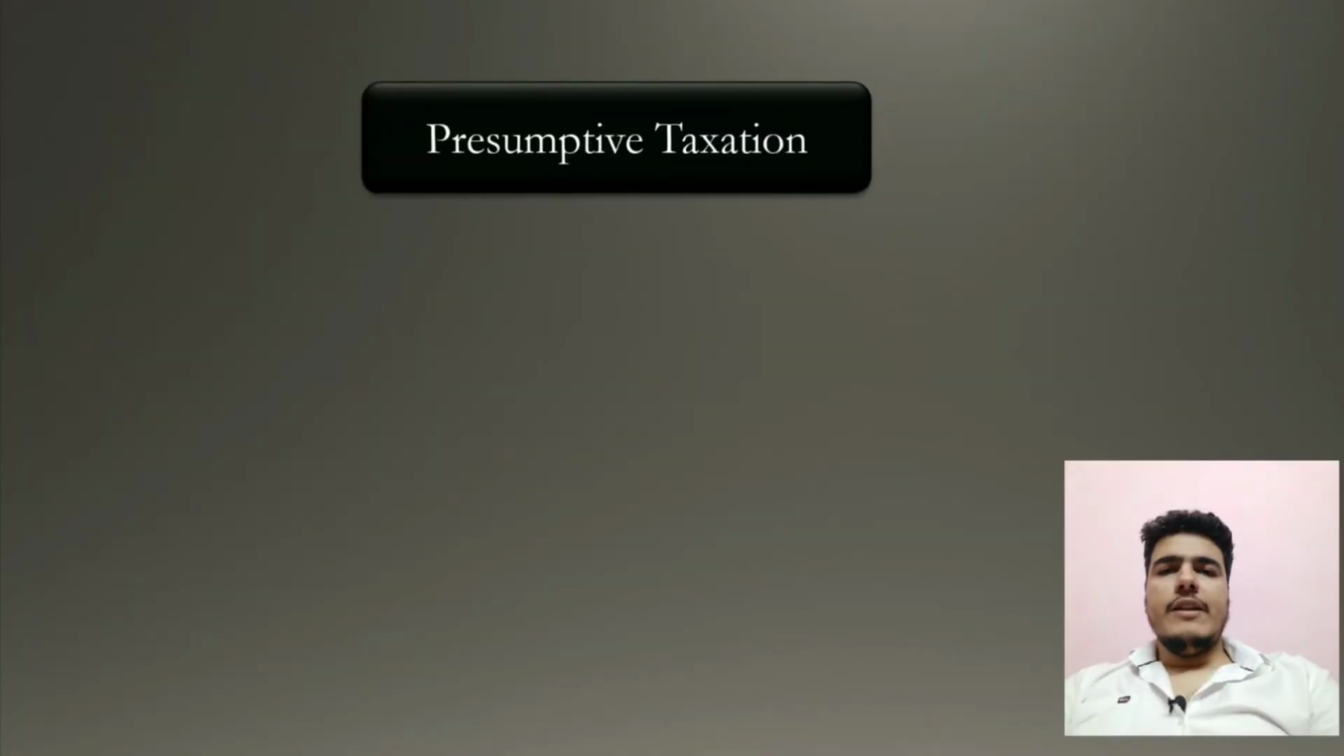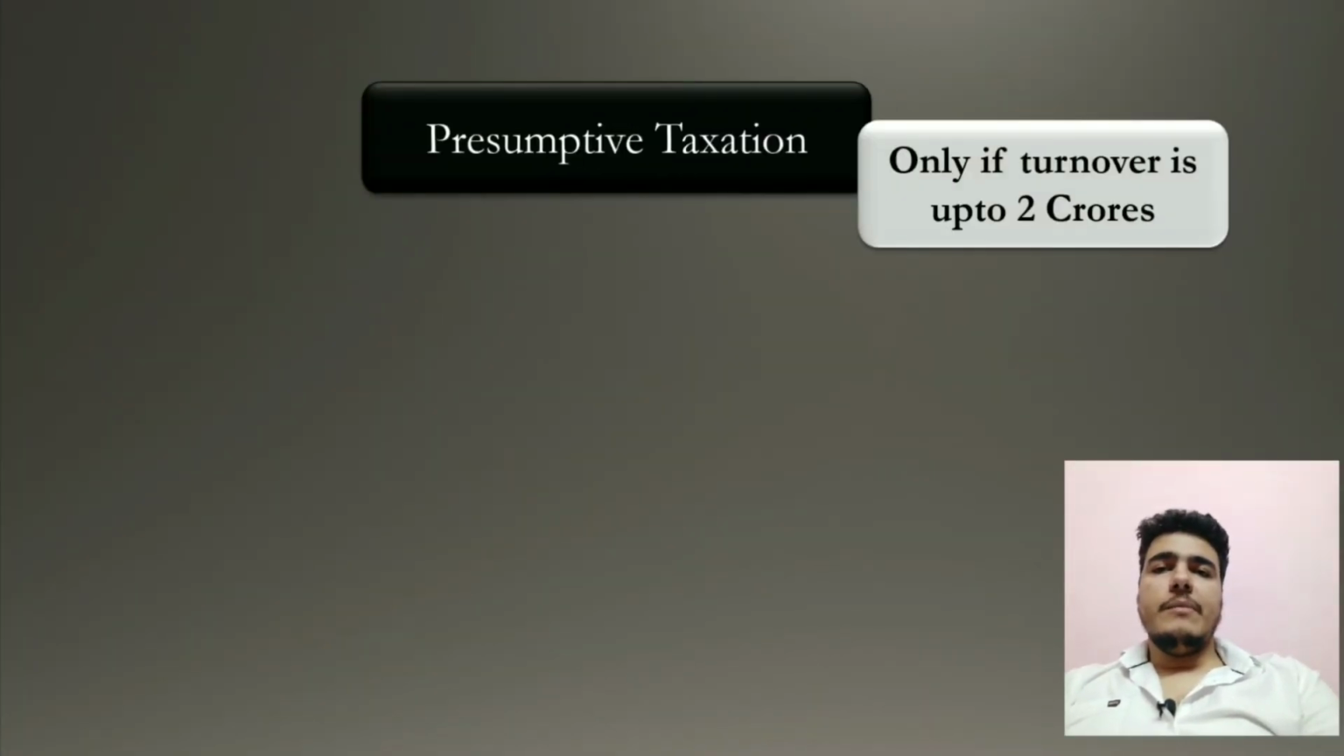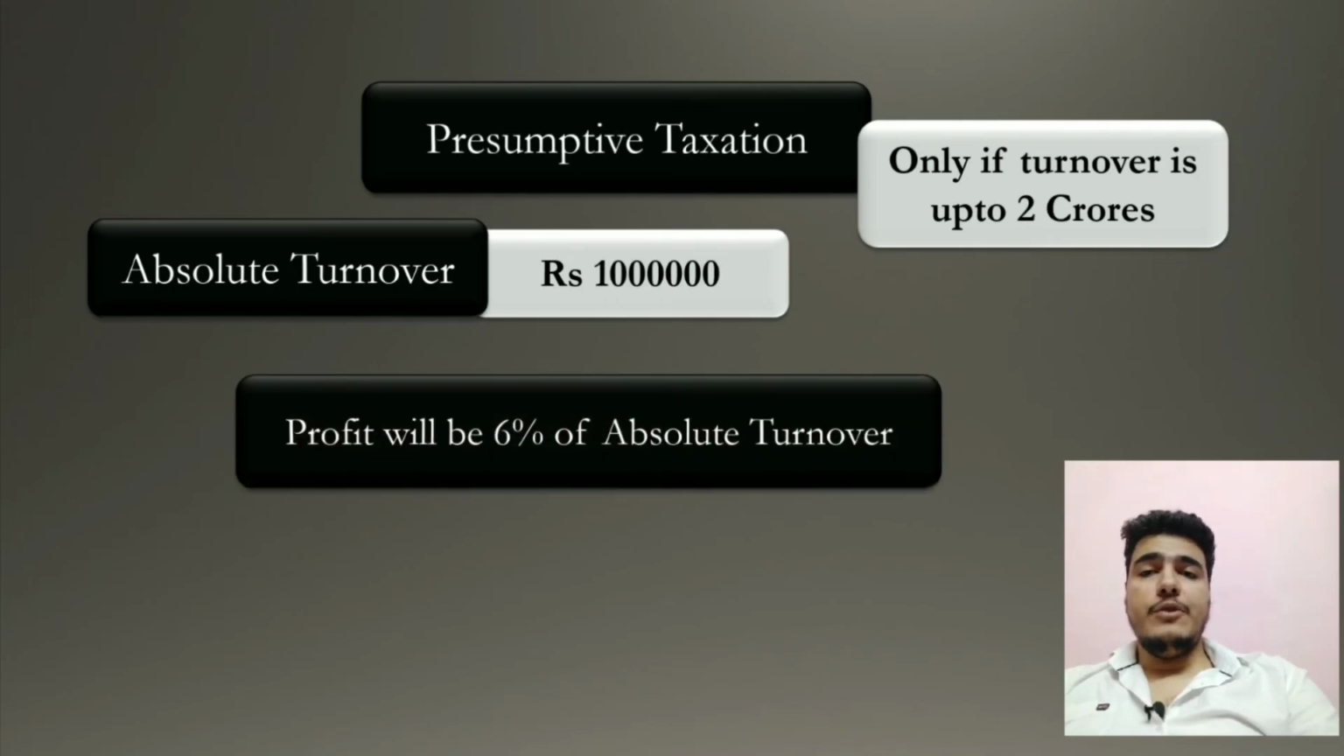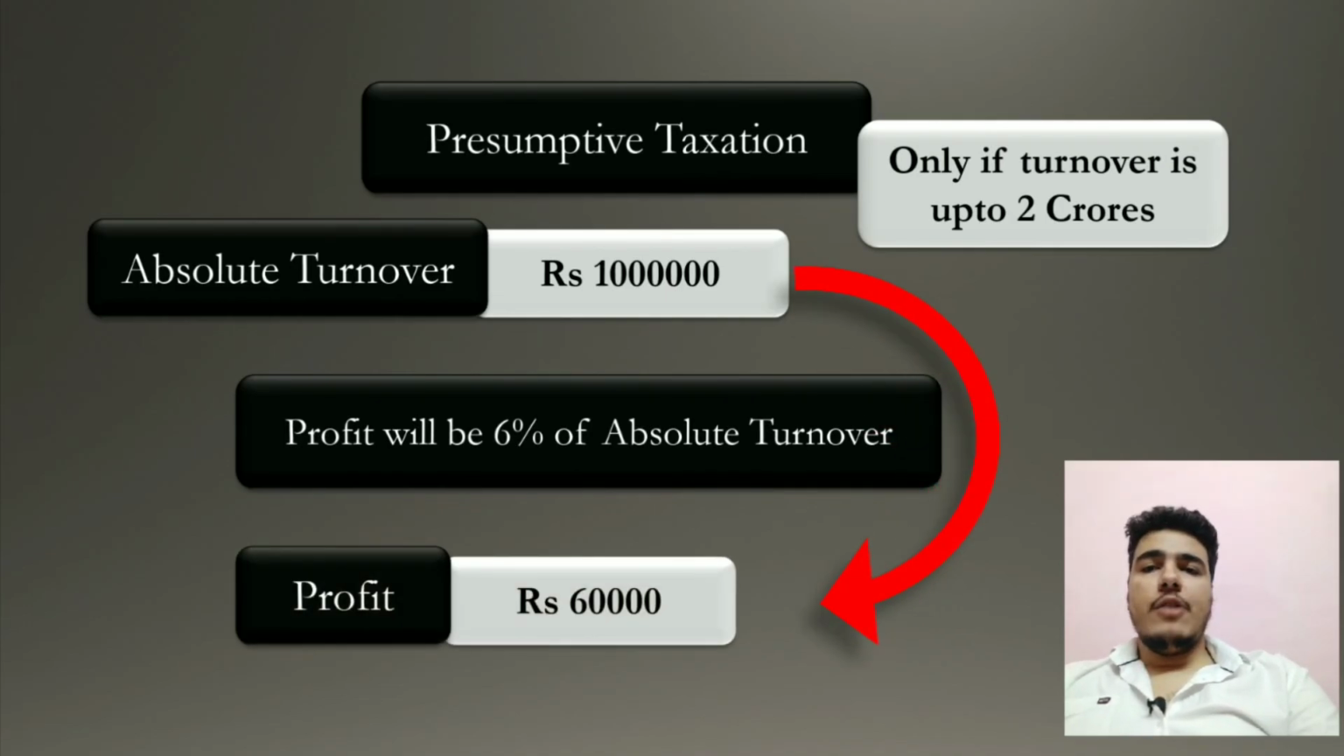Okay, so now let's try to understand what is presumptive taxation. So you can opt for presumptive taxation only if your turnover is up to 2 crore. What kind of turnover? This is absolute turnover that we already discussed how to calculate. Okay, so for example, your absolute turnover is rupees 10 lakh, then you have to presume that your profit is 6% of the absolute turnover. Okay, so your profit will be 60,000. It will be presumed that your profit is 60,000 and you cannot get any kind of cost deduction from this. Okay, it will be presumed that your profit is 6% of absolute turnover and you have to pay tax on this profit as per slab rate.